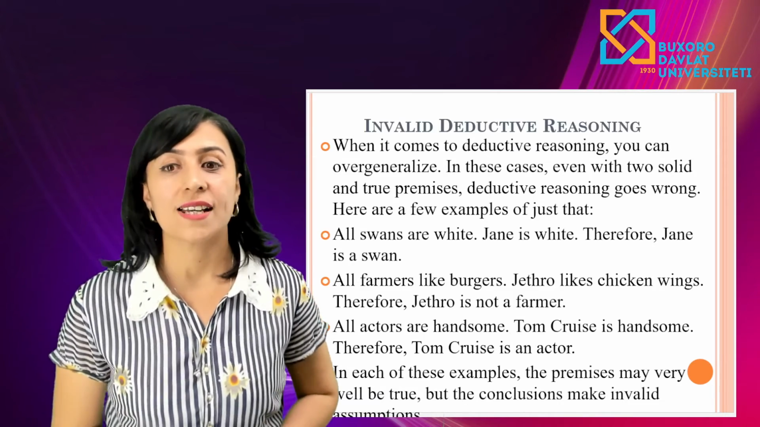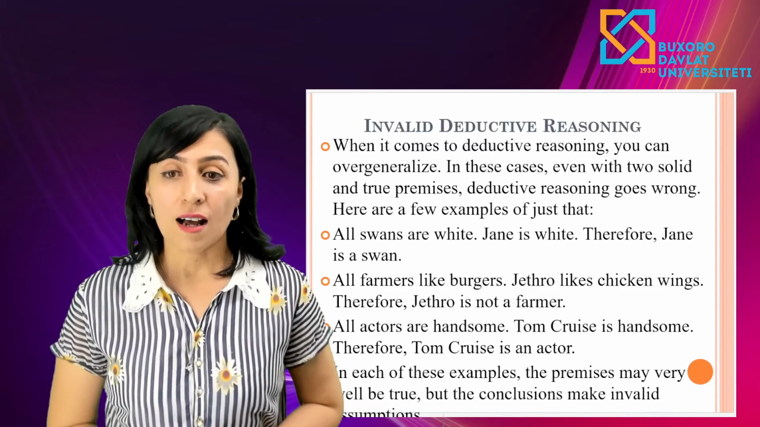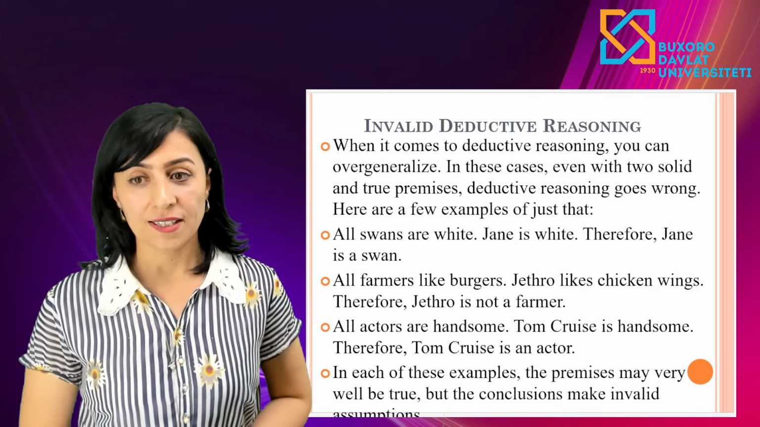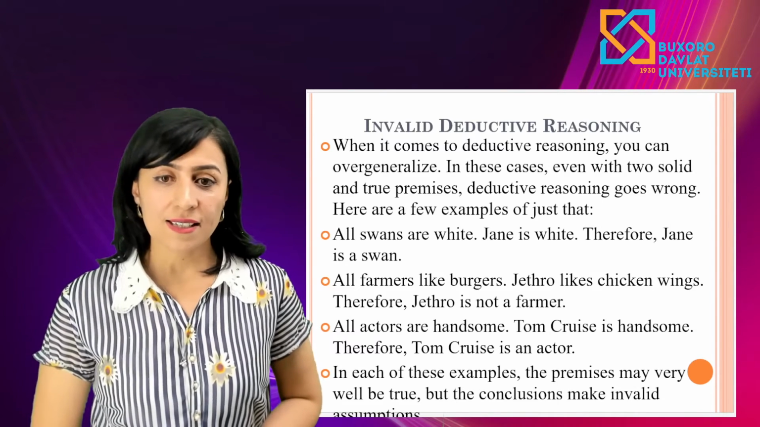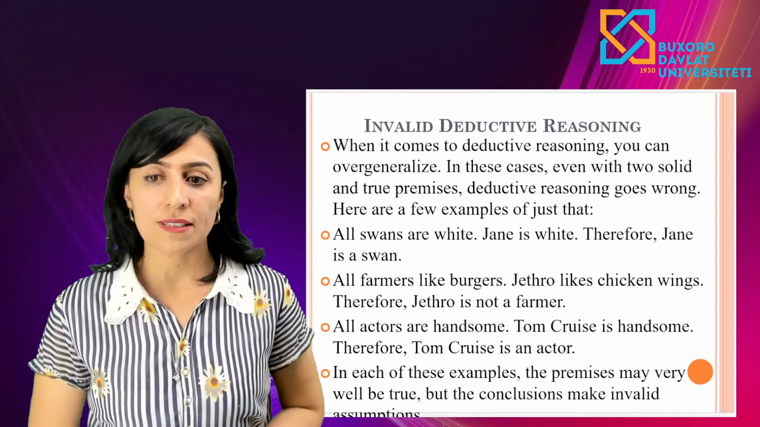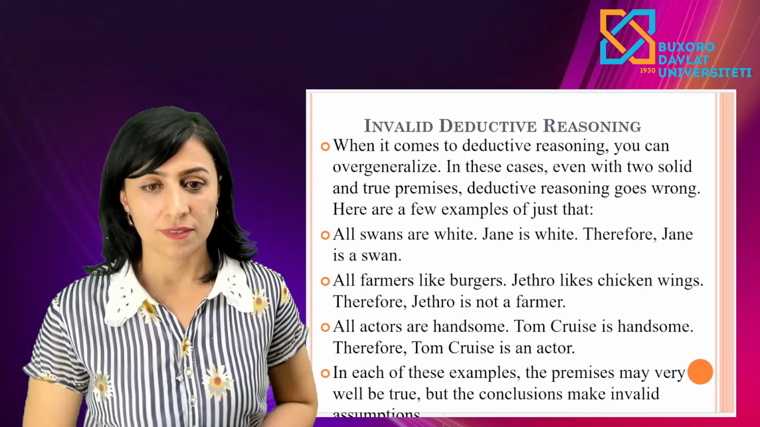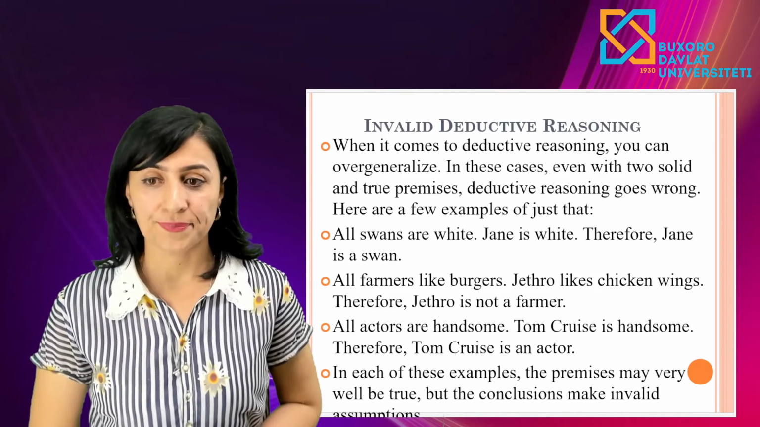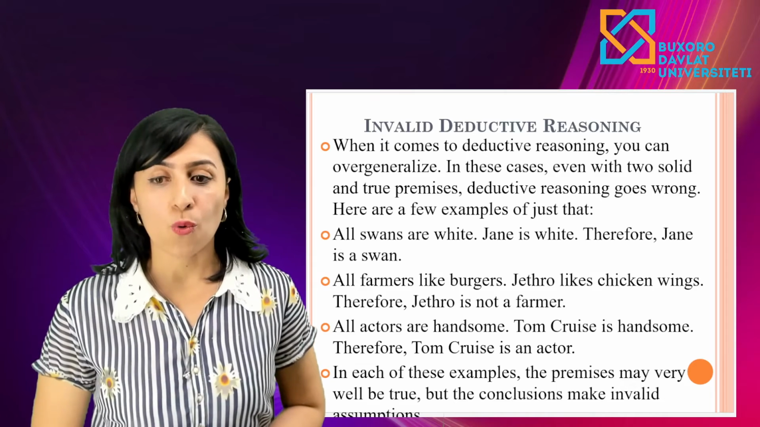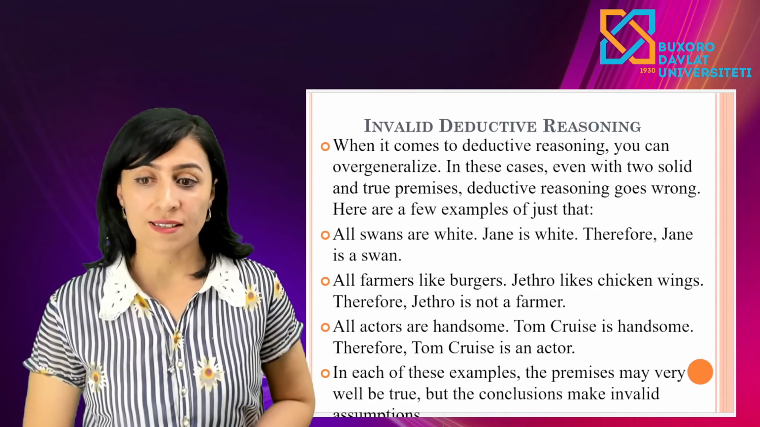Now, dear students, there can be also invalid deductive reasoning. When it comes to deductive reasoning, you can generalize. In these cases, even with two solid and true premises, deductive reasoning goes wrong. Here are a few examples of just that. All Svens are white. Jane is white. Therefore, Jane is a Sven.